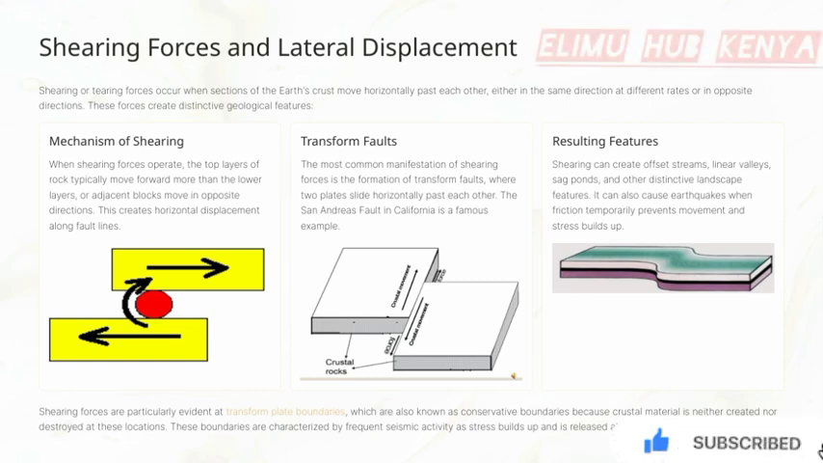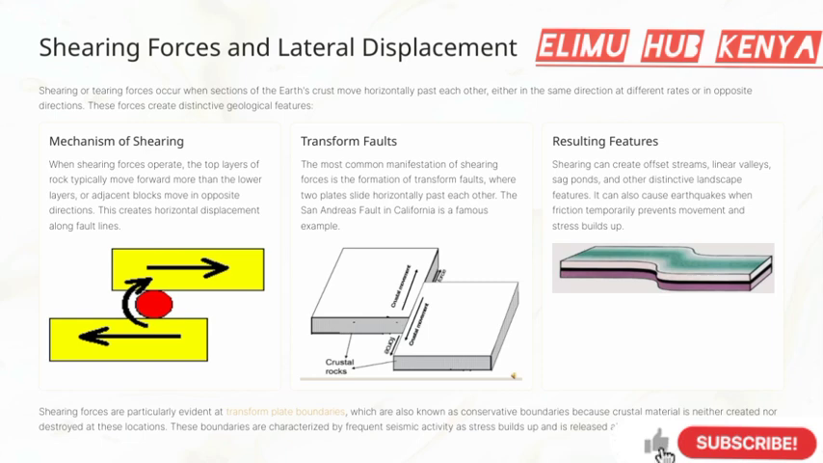Now, these forces are responsible for creating some pretty distinctive geological features. When shearing occurs, the top layers of rock often move more than the lower layers, or neighboring blocks might move in opposite directions.